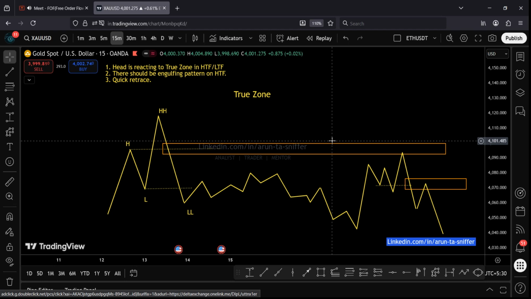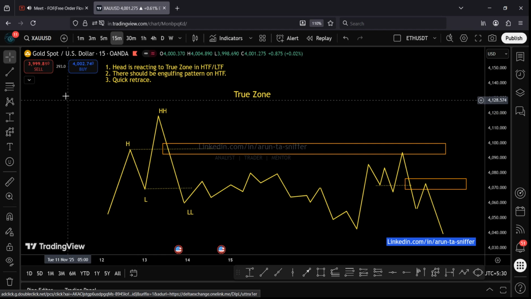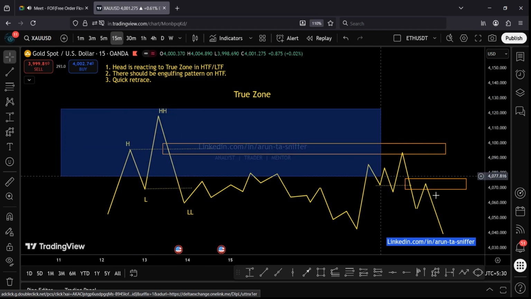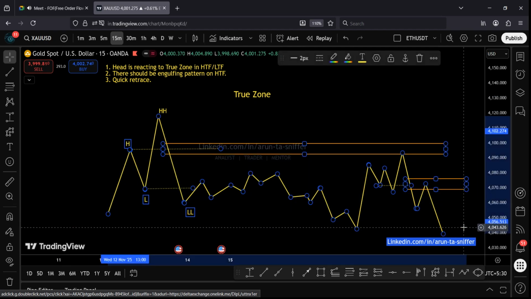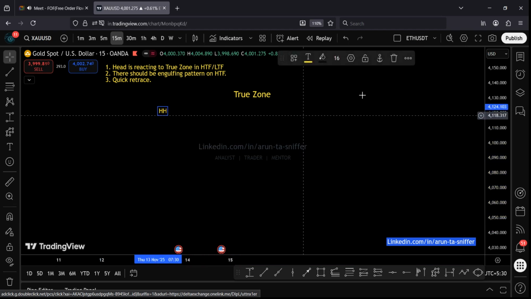Any question on this? Any question, guys? No. Okay, so next to the true zone, we will look at the ignored QM. This was the QM, and next we will look at the ignored QM. So let's go and draw the ignored QM.